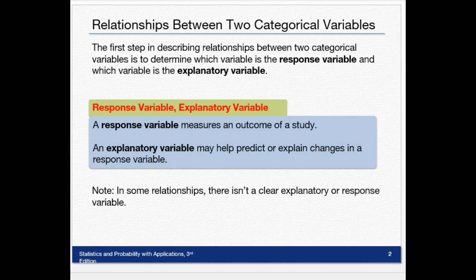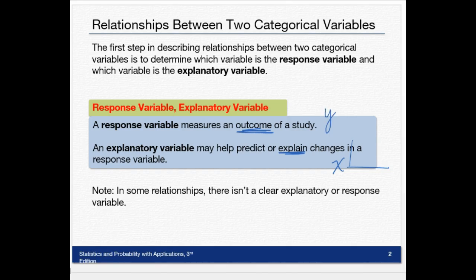So here's the definition. Make sure you write these down. A response variable measures the outcome of a study. An explanatory variable measures or helps predict or explain the changes in the response variable. So response variable is the outcome, okay? And the explanatory explains. Now, if you're used to algebra, the way you can remember this is the explanatory is the x variable. Okay, it goes along the x-axis, if you will. And the response is the y.